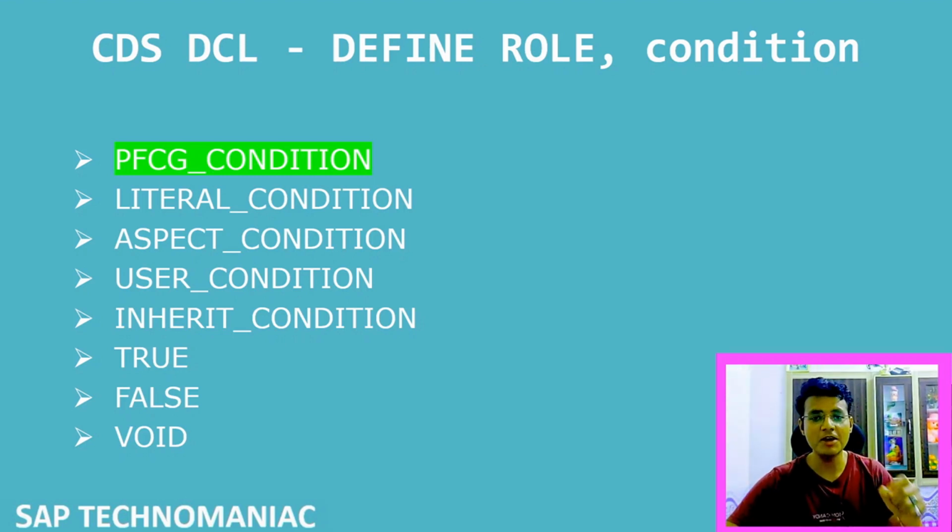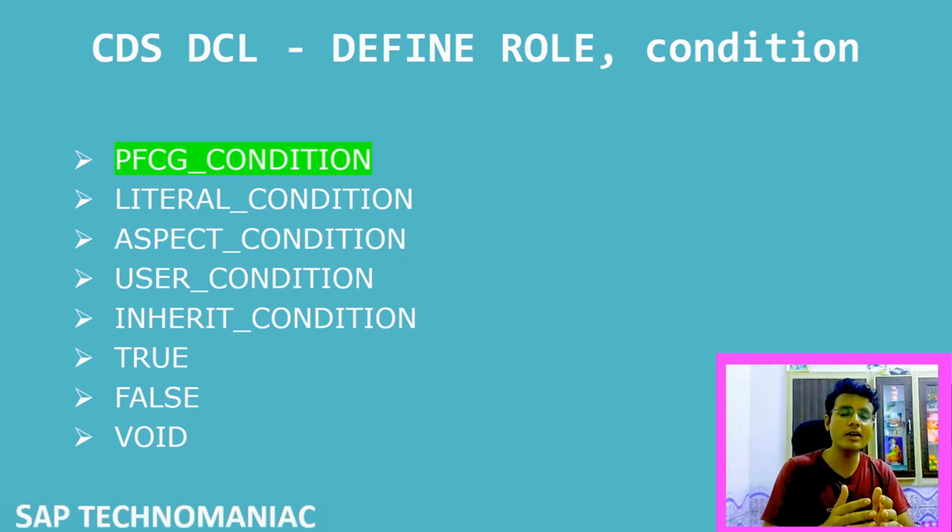In my last video, we discussed PFCG conditions in our CDS access control. In this video, we will learn about other kinds of conditions. We will start with the inherit conditions and then we will go on to the other conditions as well. Let's get started.